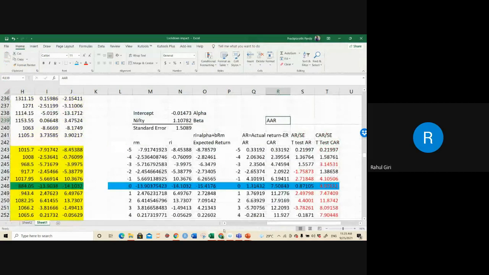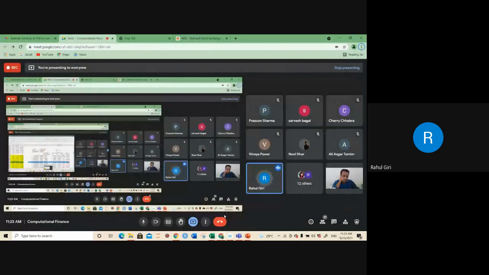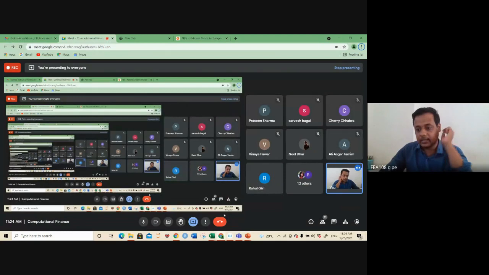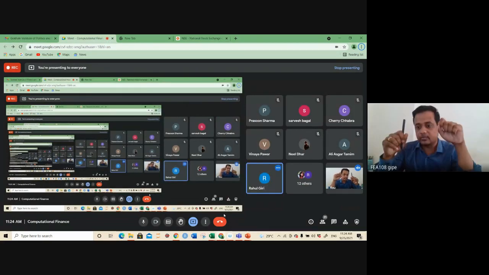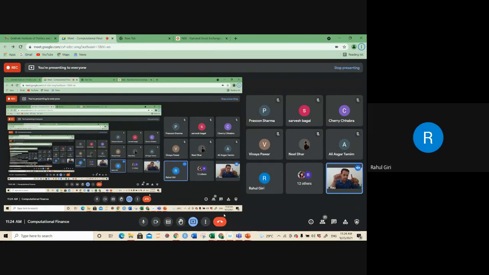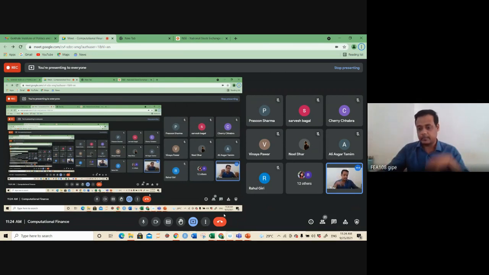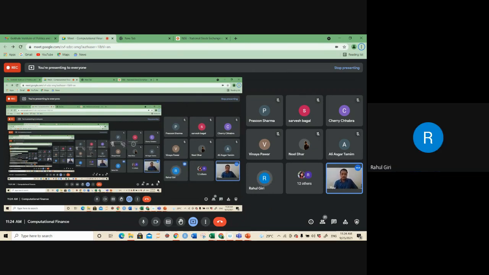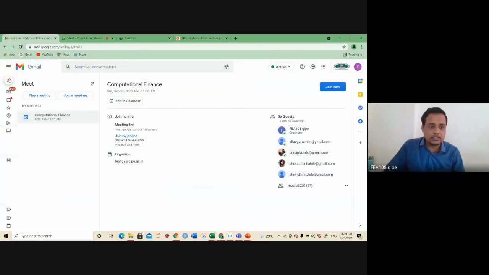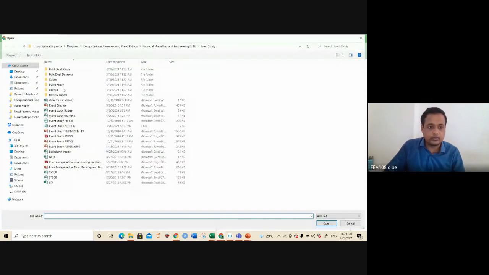Yes, sir. So you're saying that we'll be calculating AR for different companies and then combining them together to calculate CAR, and then we'll compare it with the Nifty. No, we combine them to calculate the AAR first, the average abnormal return. Then you calculate CAAR, the cumulative of this average abnormal return. Are you getting it, Rahul? Yes, sir. So I'll just send this data file to all of you.